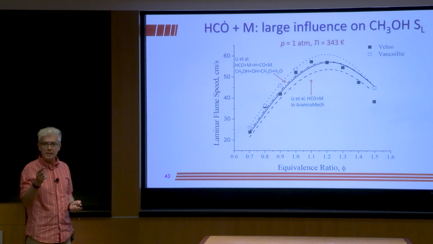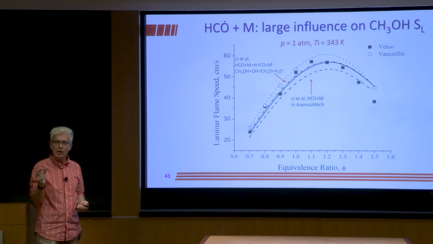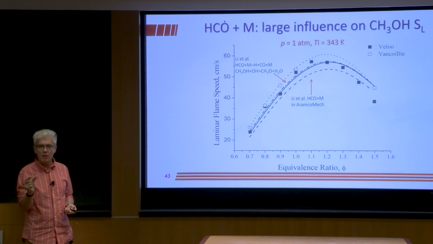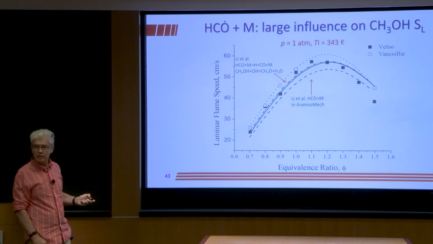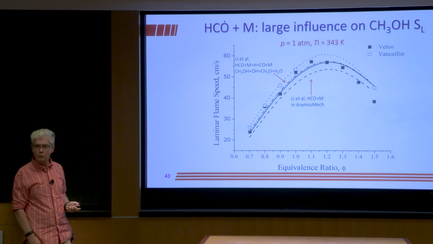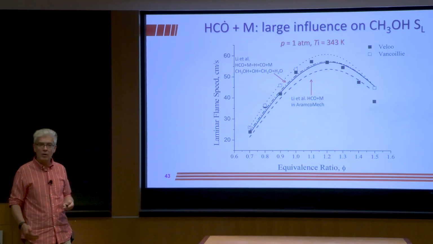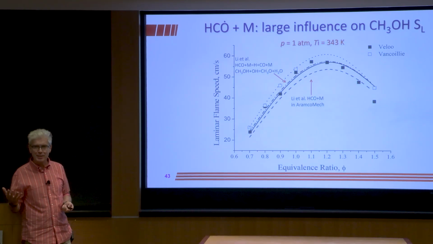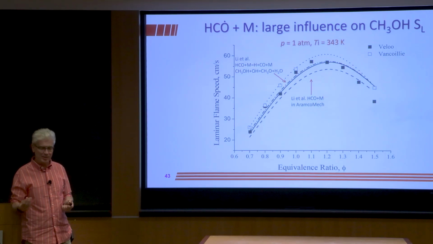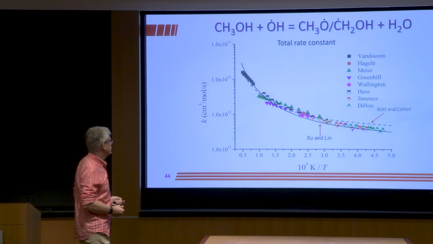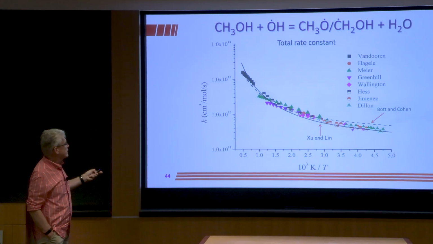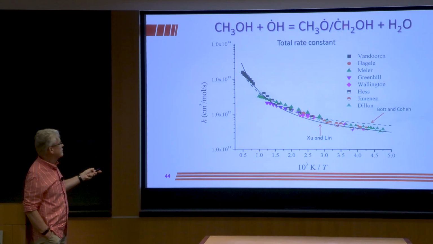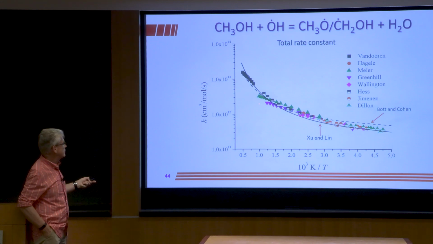So the question then is, should we have changed that rate constant by 20%? Or is our rate constant wrong for that reaction? So who's right and who's wrong for that one? And again, that isn't the point. The point is, what is the correct rate constant for that reaction, right? And so let's look at it, okay? So methanol plus OH gives methoxy plus water or gives hydroxymethylene plus water, okay?